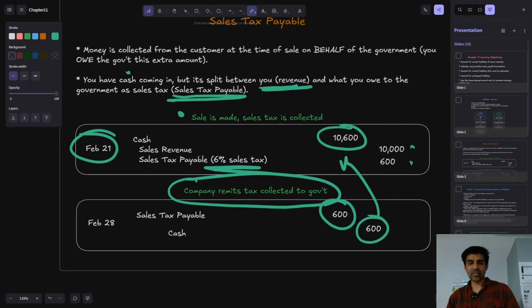And this cash, remember, is collected from the customer. That's where that $600 came from. It's not your business's own money, you can say. It was collected from the customer, because technically the customer owes the sales tax. Now it's kind of changed.